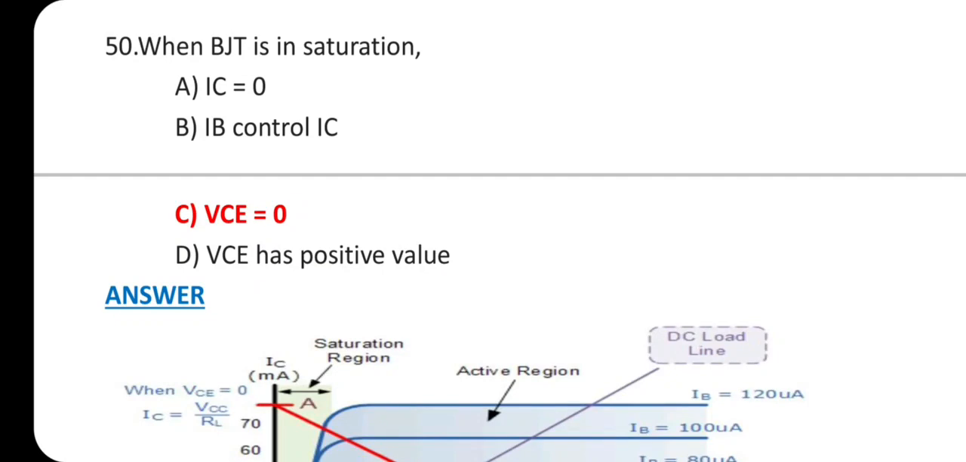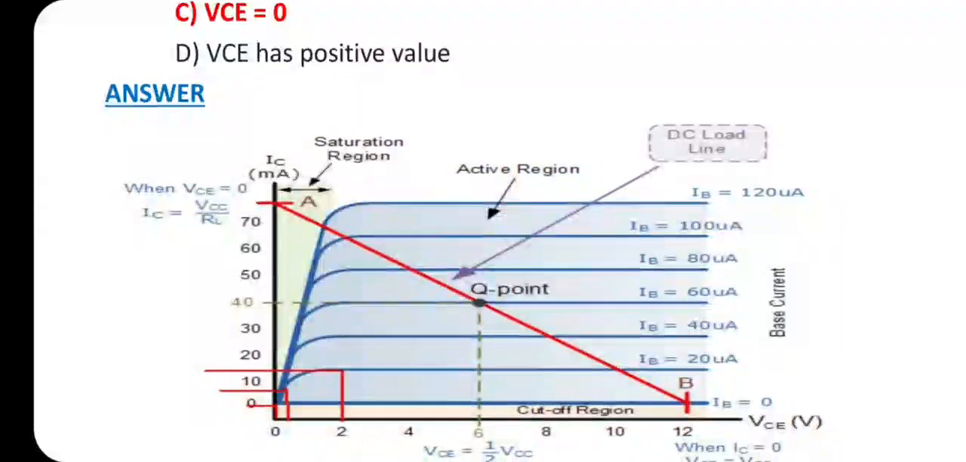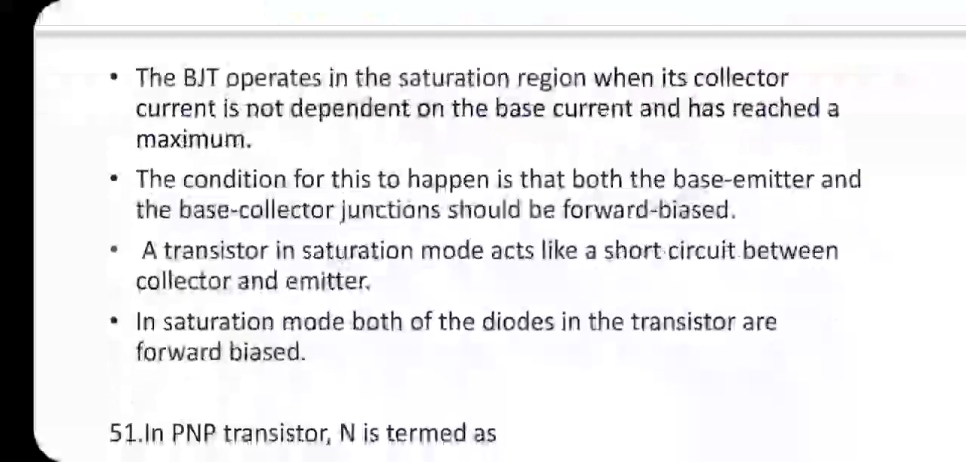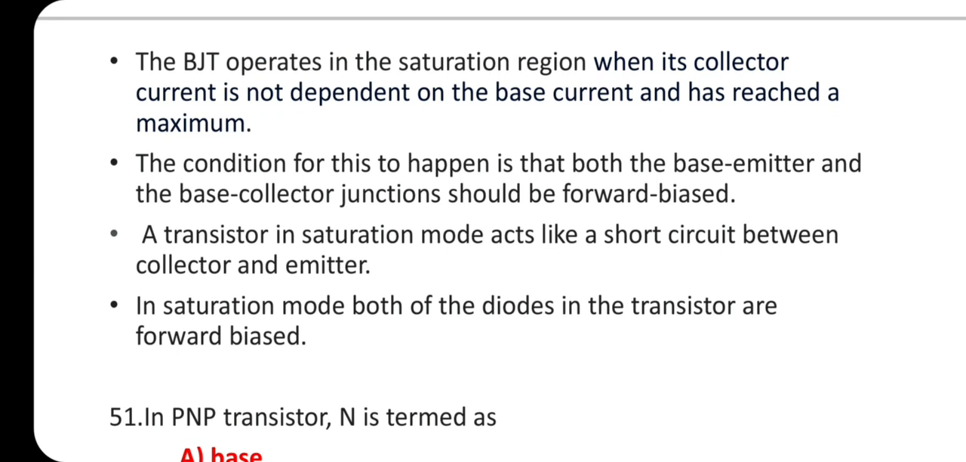50. When BJT is in saturation. Answer is option C, VCE equal to 0. This we can understand from the VI curve. The BJT operates in the saturation region when its current is not dependent on the base current and has reached a maximum. The condition for this to happen is that both the base emitter and base collector junctions should be forward biased. A transistor in saturation mode acts like a short circuit between collector and emitter. In saturation mode, both of the diodes in the transistor are forward biased.